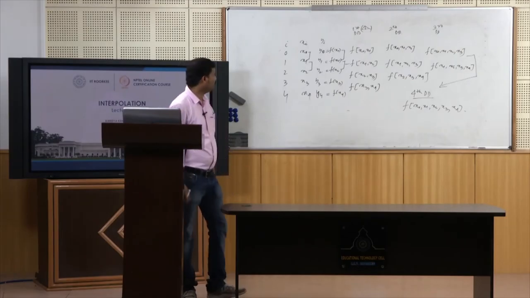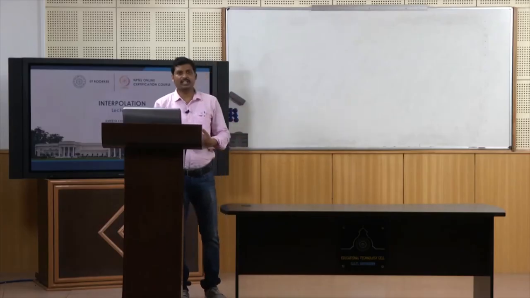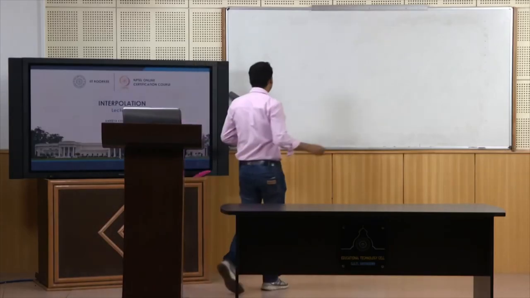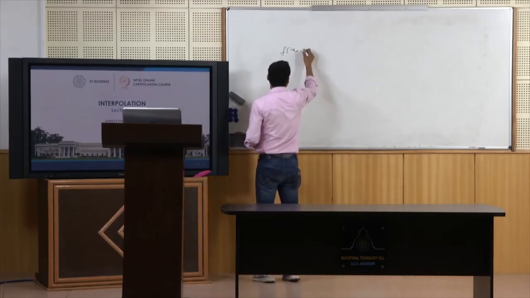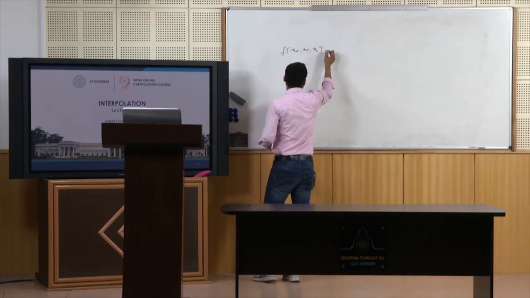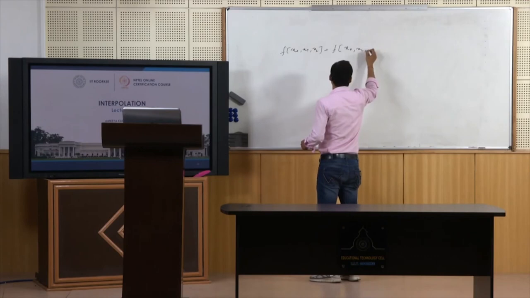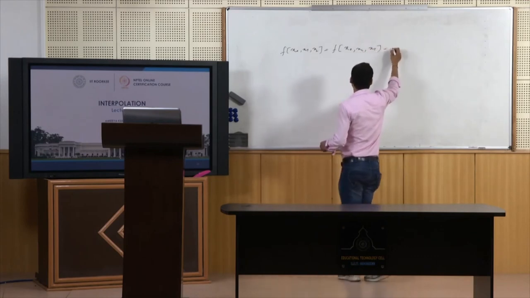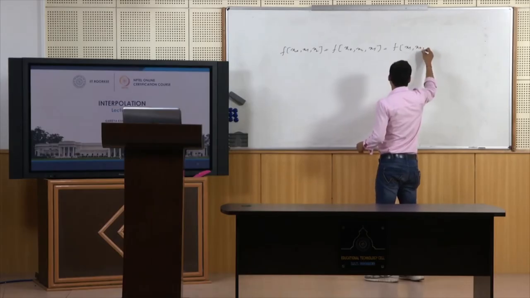This means that if we are considering these arguments here, suppose three arguments, or the second order, these arguments can be written in the form of x0, x1, x2 here. This can be written also as f of x0, x2, x1, and this can also be written in the form of f of x1, x0, x2.